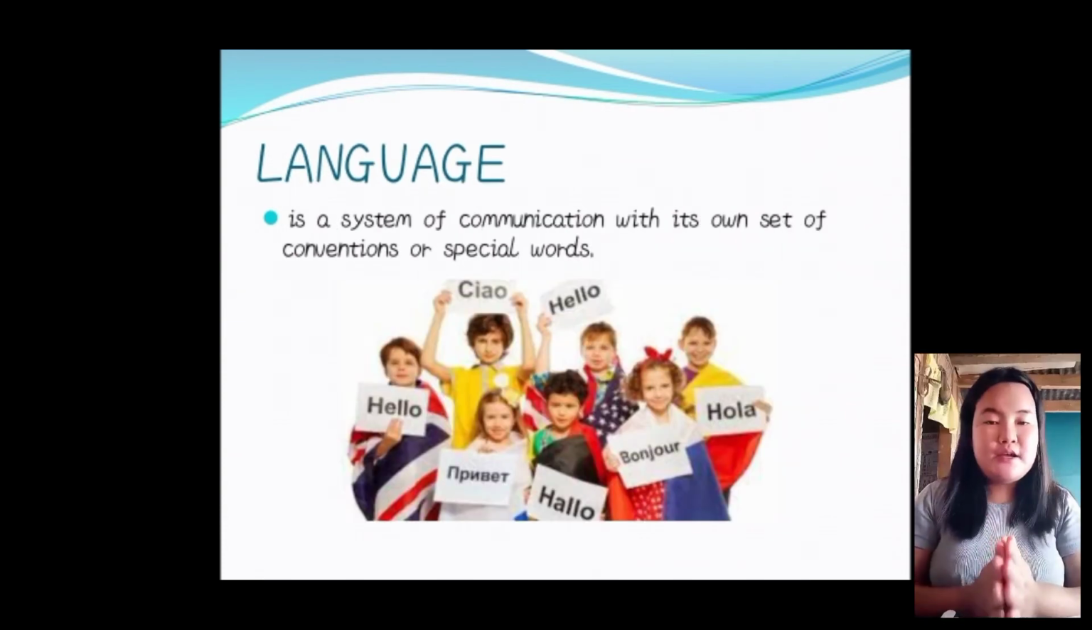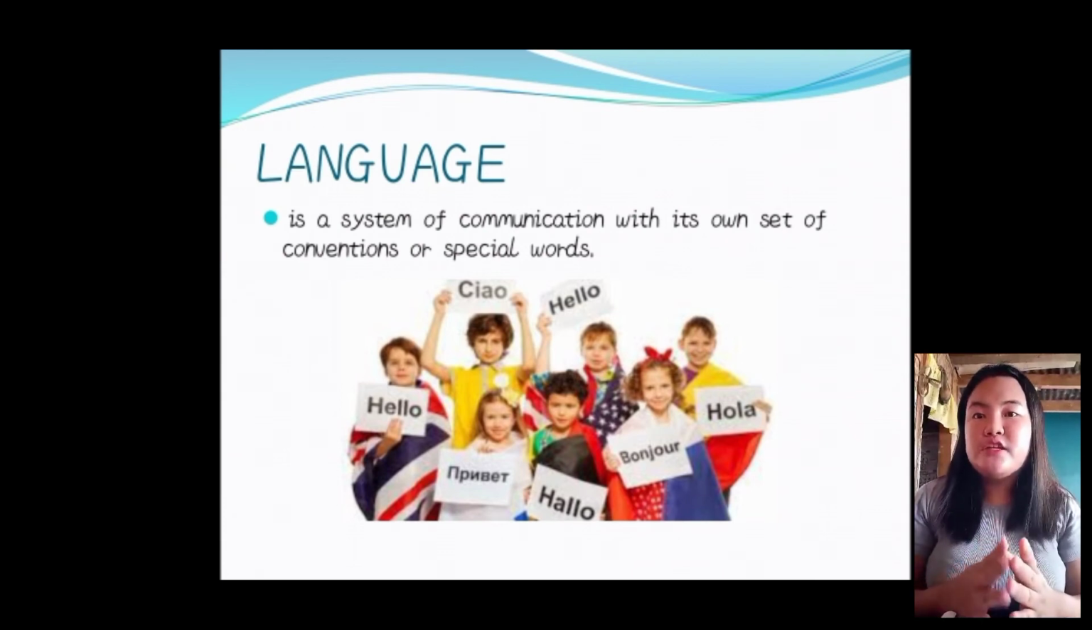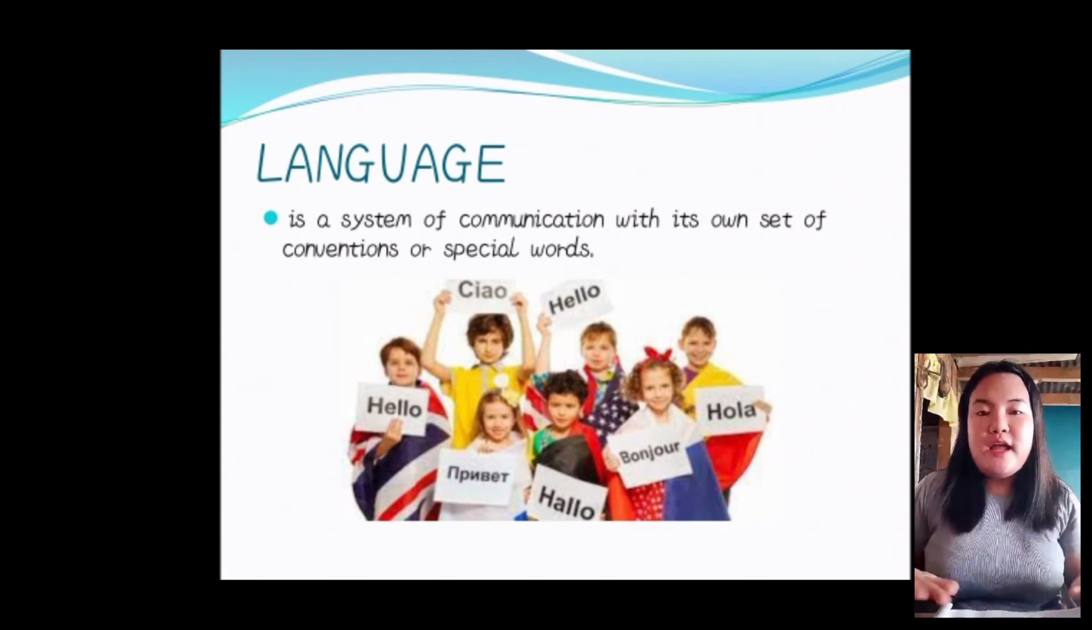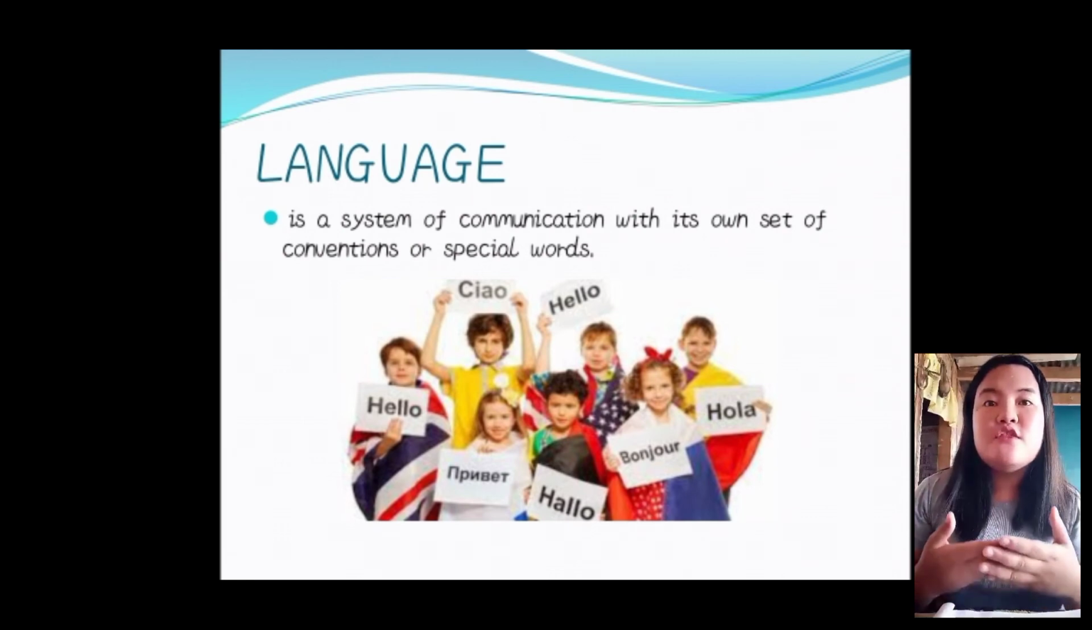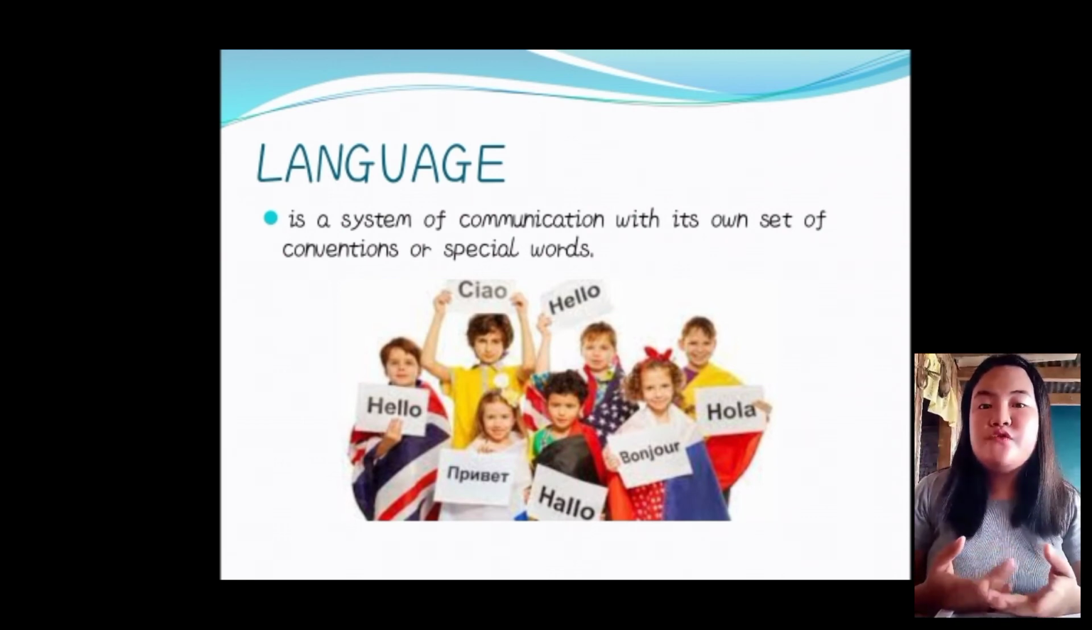Next slide is language. It's a system of communication with its own set of conventions or special words. As I said on the last slide, language is a system of communication that relies on verbal or nonverbal codes to transform information. Language is a communication tool used by everyone in their daily life as a means to convey information and agreements to others.